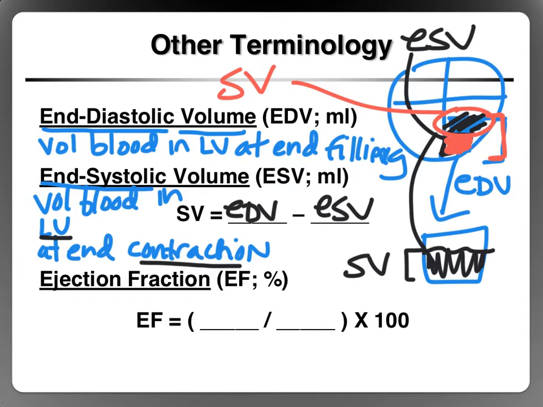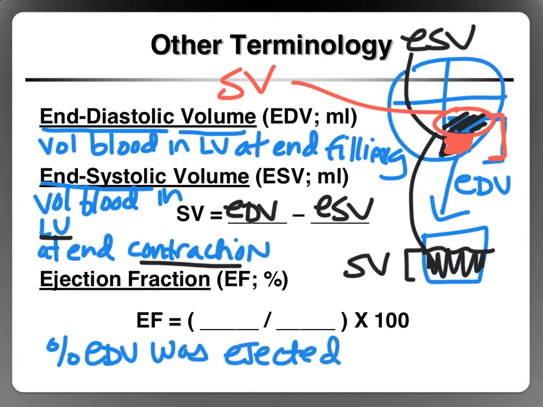One other term is ejection fraction. Ejection fraction is just what percentage of end diastolic volume was ejected. And ejection fraction is calculated as stroke volume divided by end diastolic volume times 100.